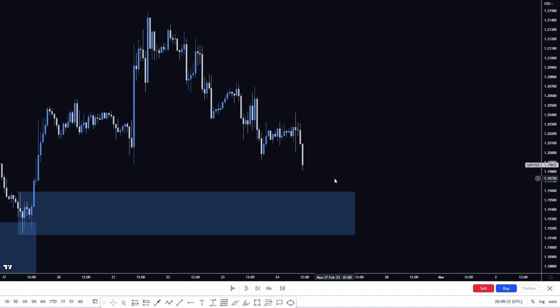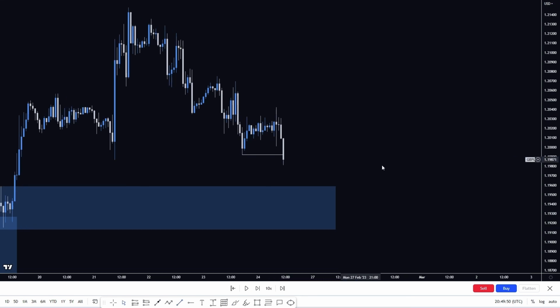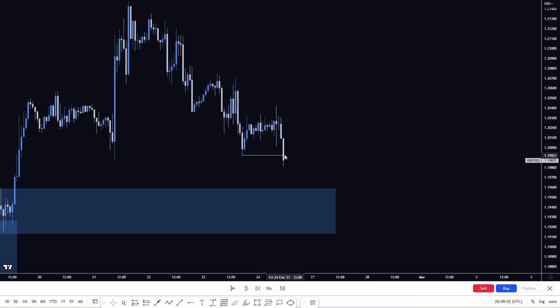Well, we know how continuations work, and we know the structures that we need to actually trade them. To trade them, what do we need? We need an impulse and then a correction, then we need another impulse. Once you get another impulse, how can we actually trade it? Well, we've got a number of different options. We could look for the break and the retest. We could wait for price to return, and then trade it potentially out of some kind of area of break and retest in here, for example. We may see some kind of tap in and some kind of move lower. So that'll be one way that we can get involved in a continuation.